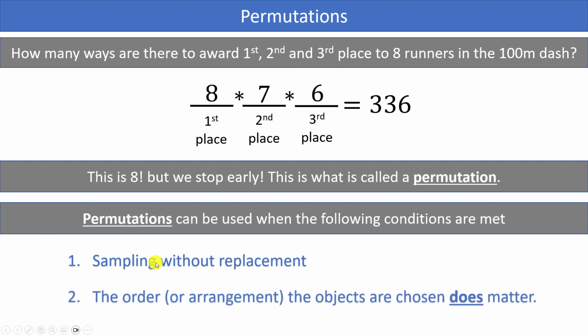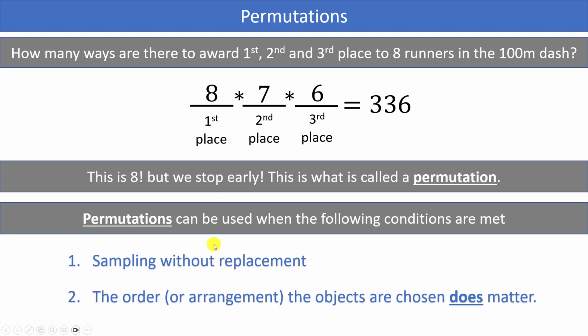The second condition is that the order or arrangement that the objects are chosen does matter. And all that means is, one person coming in first place versus second place is a different outcome than if you mix them around, right? So if Max is in first place and John is in second place, that's different than if John was in first place and Max was in second place. In certain circumstances, switching those around might not actually make a difference. We'll look at examples of that in just a minute. But to use a permutation, we have to have the condition that the order those objects are chosen does matter, right? So as long as we have met those two conditions, we can use this idea of a permutation.